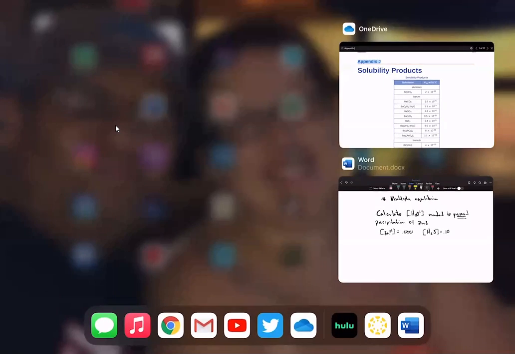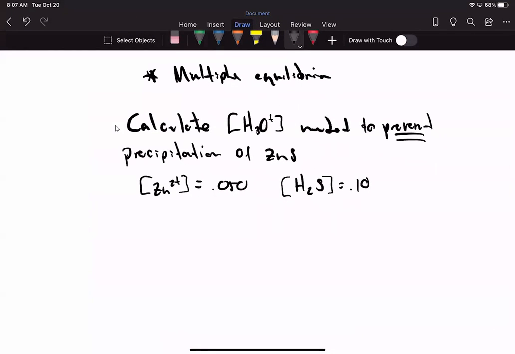Yeah, so we'll need a KSP for that. So calculate the hydronium concentration needed to prevent precipitation of zinc sulfide. All right. So we're going to need two reactions. We're going to need to first make the zinc sulfide aqueous. So this will be our first reaction that we're going to take a look at.